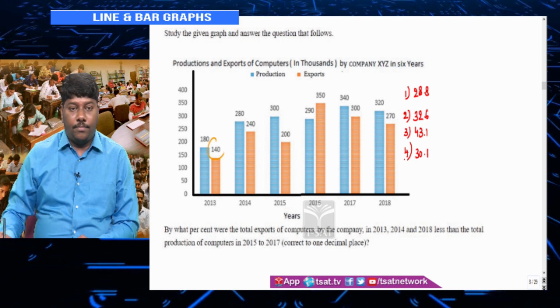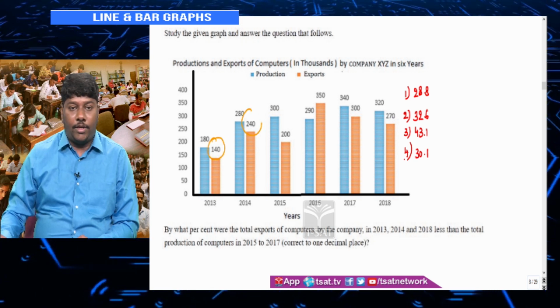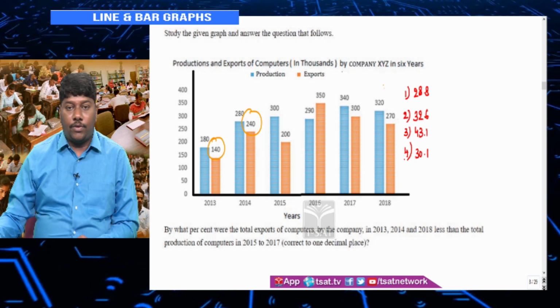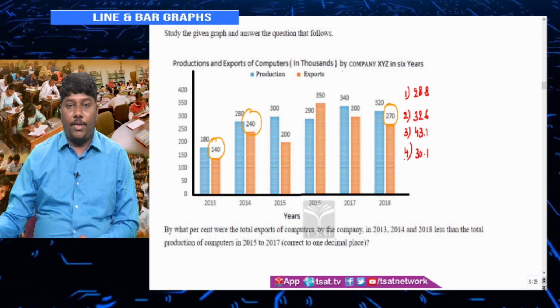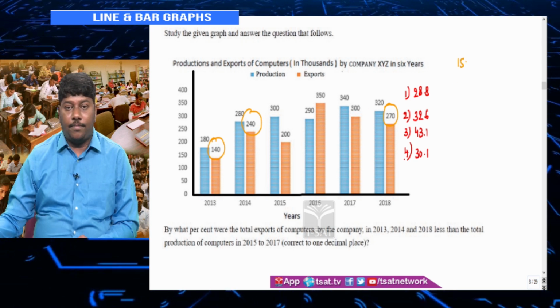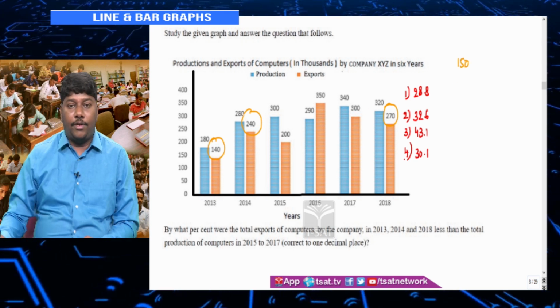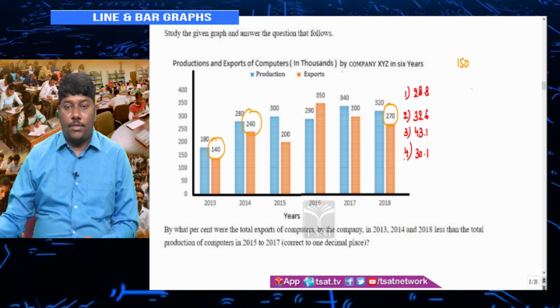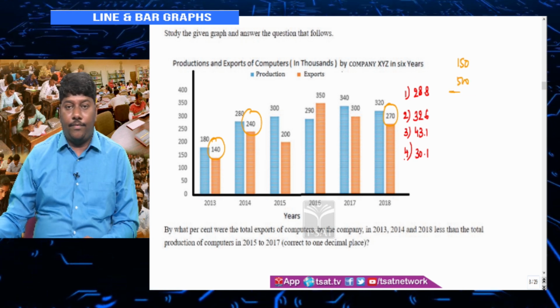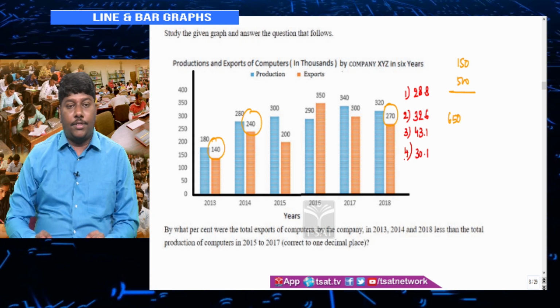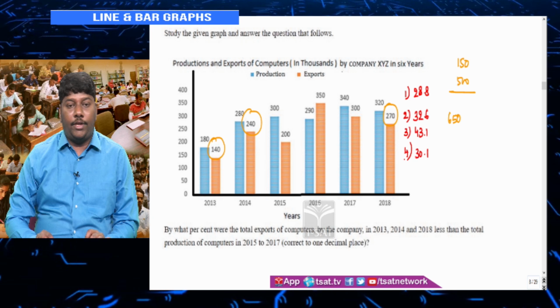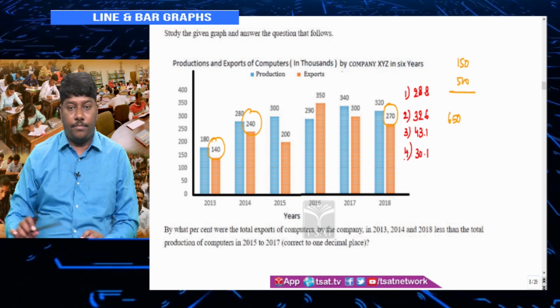13 is 140, 14 is 240, then 18 is 270. So I would say 40, 40, 80 plus 70, 150, keep it aside. After that 100 plus 200, 300, 300 plus 200, 500. So 500, if you add it, it is 650.